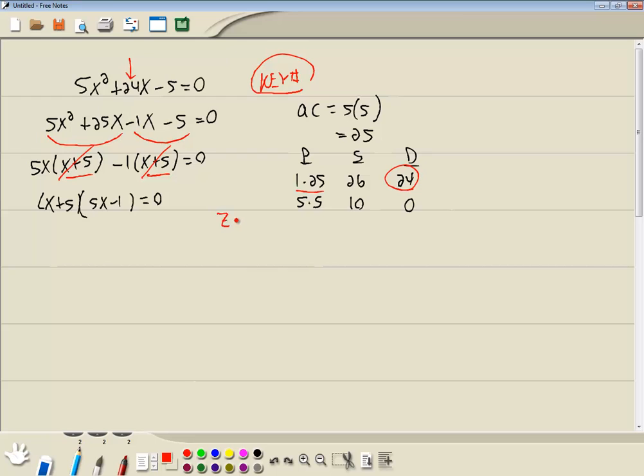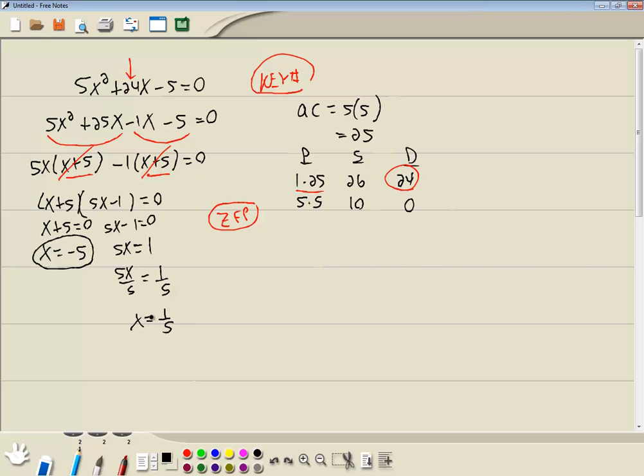Now the zero factor property says you get 0 on one side, you factor the other side, you set each factor equal to 0. So I'll set x plus 5 equal to 0 and 5x minus 1 equal to 0. And solve these. So the 5 goes over and becomes a negative 5. This one I'll take the negative 1 over, it becomes a positive 1. And then divide both sides by the number in front of the x, which is 5. And you get x is equal to 1/5. So our 2 answers are negative 5 and 1/5.